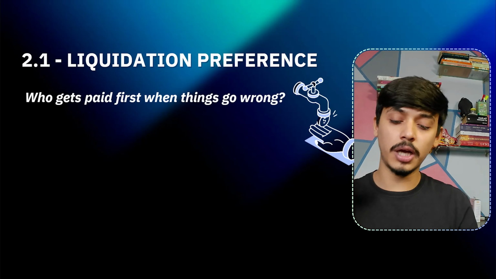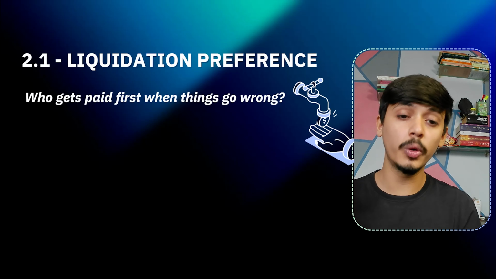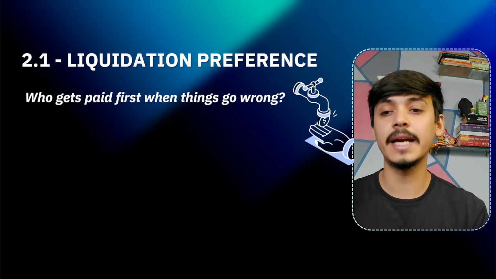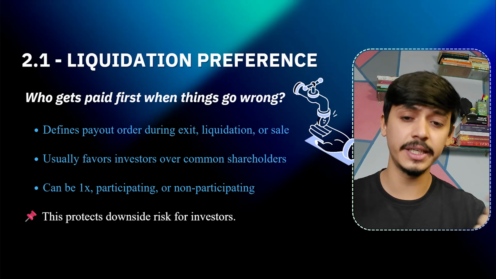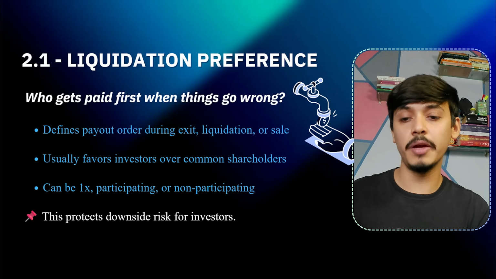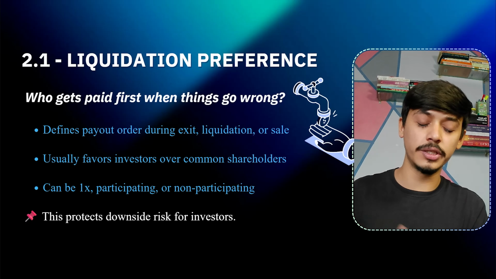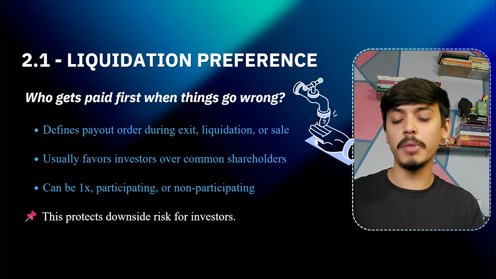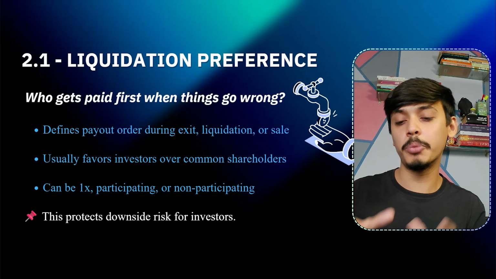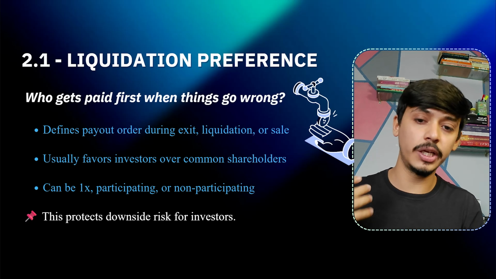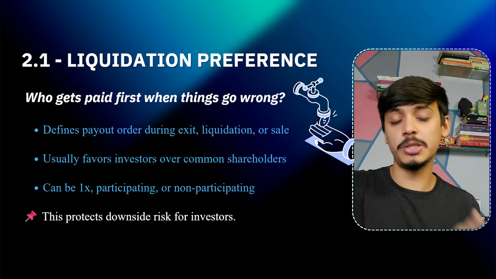Then if the company is going to sell out the entire business, who gets paid first? That is what is decided in this liquidation preference. So here it defines payout order during exit, liquidation, or sale. It usually favors investors over common shareholders because investors are taking risk and putting money into the business on the equity side, where there is no definitive term mentioning that the principal has to be returned.